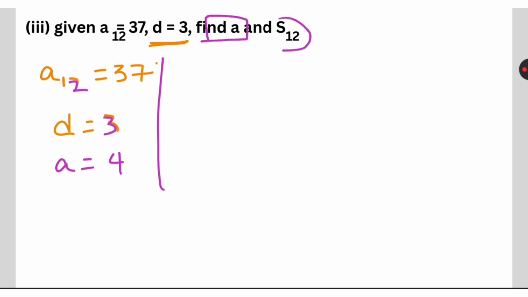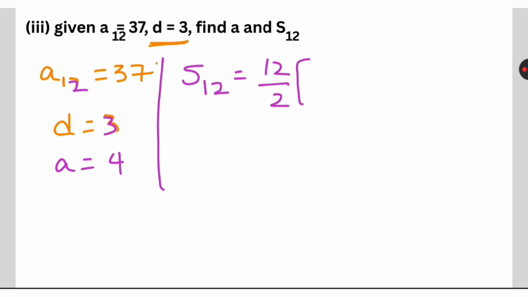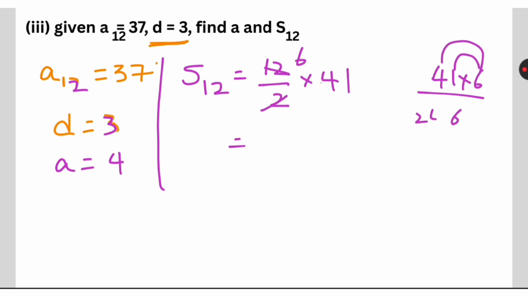Now find the S12. S12 means you need to find the sum of the 12 terms. Here n is 12. So let's write n as 12 over 2 times (first term which is 4 plus last term which is 37). So 37 plus 4 which gives 41. 2 6s are 12. So 41 times 6. 6 1s are 6. 6 4s are 24. So 246.